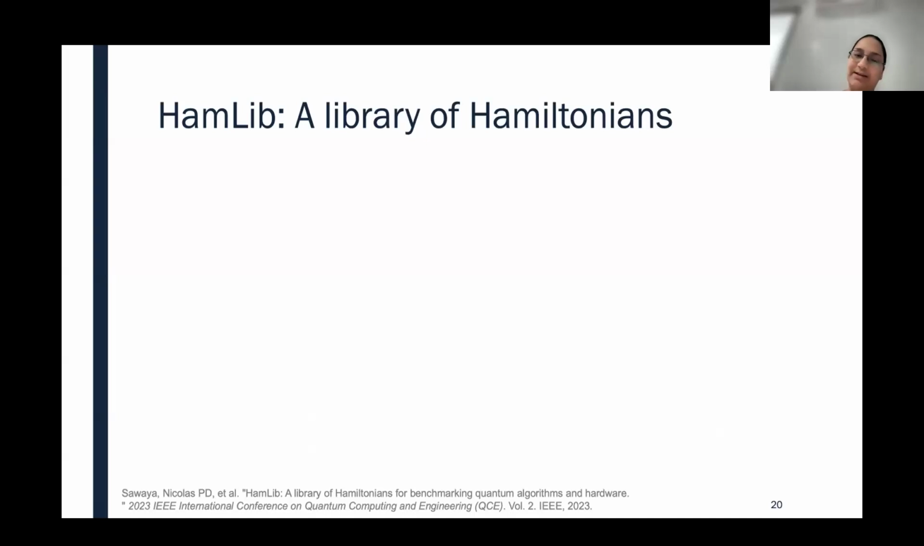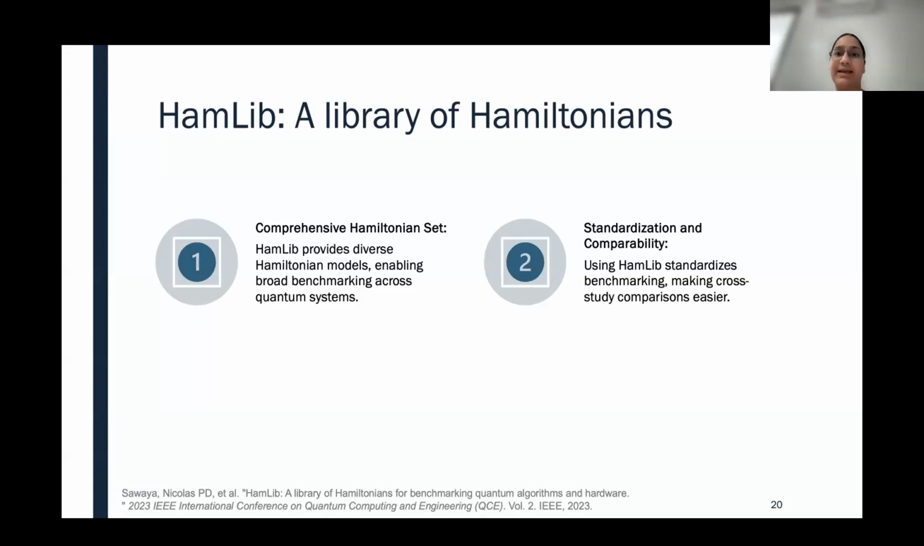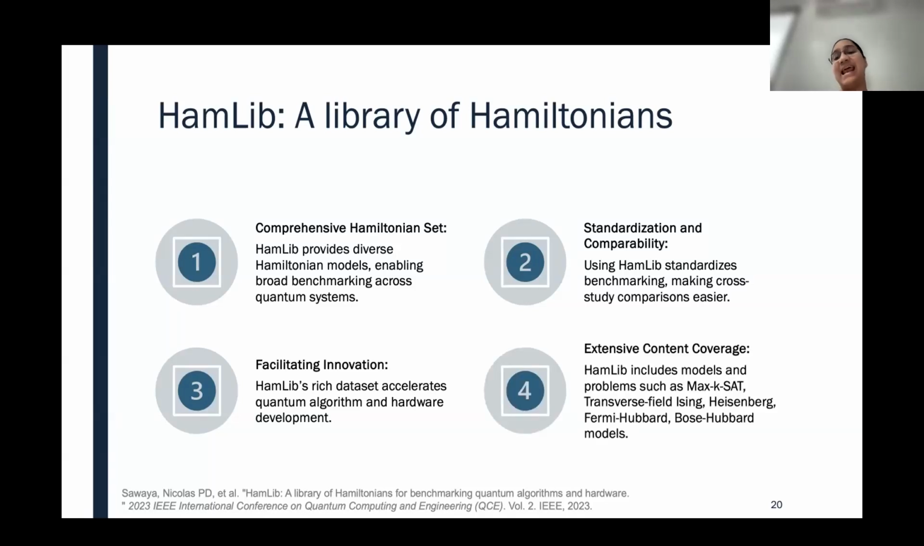Now let's talk about HamLib. It's a library of Hamiltonians, and as the name suggests, it is exactly a library of Hamiltonians. It provides diverse Hamiltonian models, enabling broad benchmarking across quantum systems. The idea behind HamLib is standardization and compatibility. So using this, it standardizes the benchmarking, making cross-study comparisons easier. It facilitates innovation. So HamLib's rich data set accelerates quantum algorithm and hardware development. And finally, it has extensive content coverage. So HamLib includes models and problems like the max k-SAT, the transverse field Ising model, the Heisenberg, the Fermi and Bose-Hubbard, and even the traveling salesman problem.